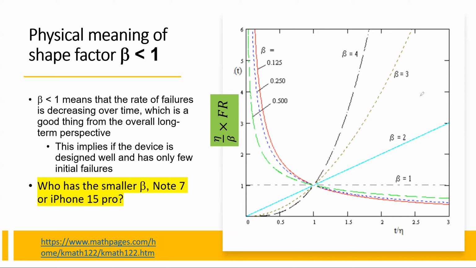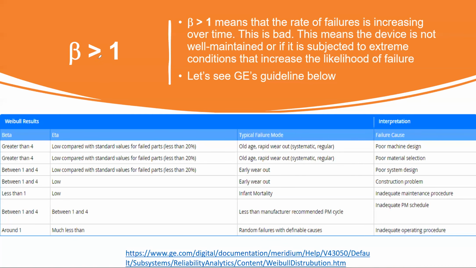Then what about beta? Okay, which one is better? 2, 3, 4. Which one is worse? That's an interesting question. Let's hold that thought for a while. Okay. Beta equal to 1. Greater than 1. It means that the rate of failure is increasing over time.